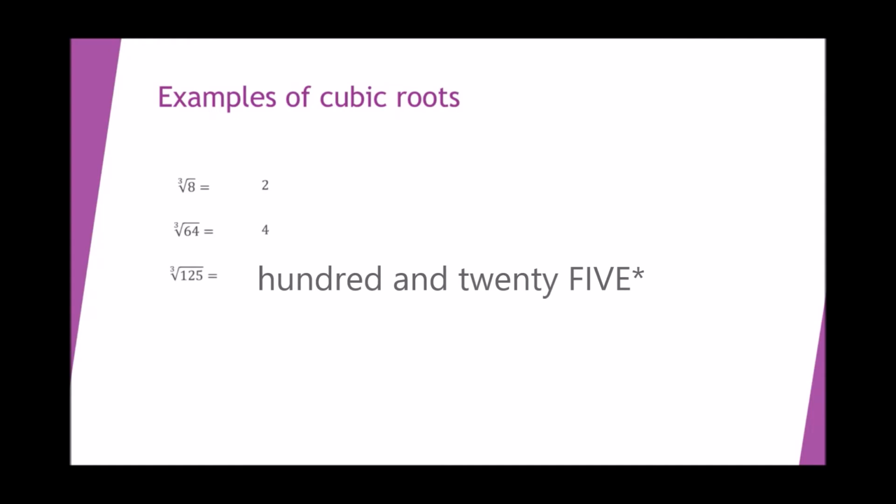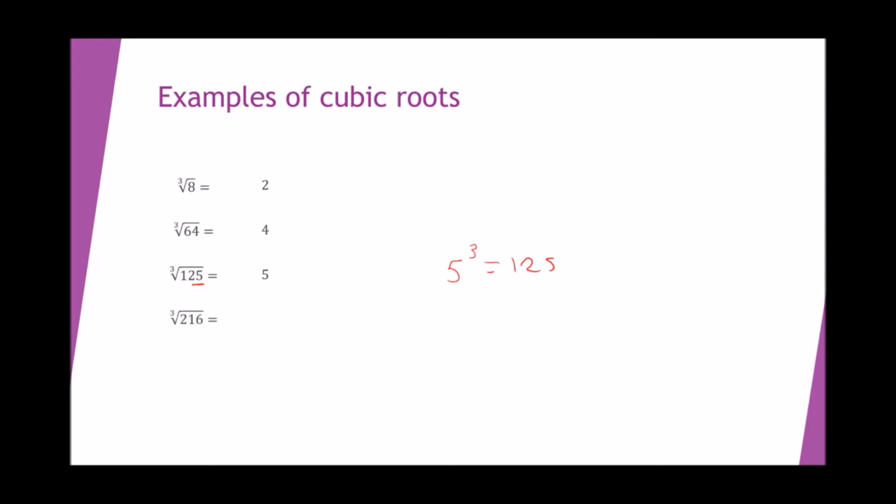125, it might start to get a little big, but well, we know it probably has to do something with 5, and indeed 5 to the power of 3, 5 times 5 times 5, 25 times 5 is 125, so the cubic root of 125 is 5. And one last example, cubic root of 216. Again, you don't have to memorize these all, but this one is going to be 6. All right, so that's just a few examples of what happens.